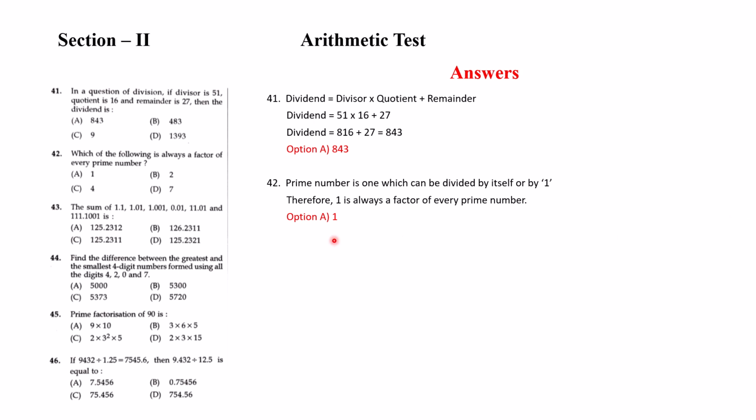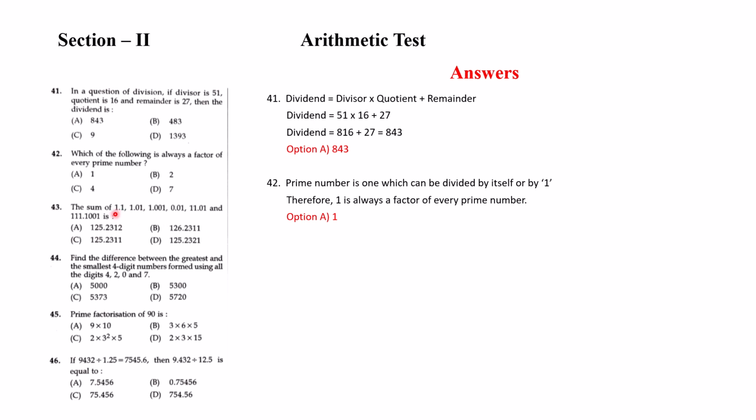So the correct answer for this question would be option A, 1. Now coming to the next question, question number 43, which says: the sum of 1.1, 1.01, 1.001, 0.01 dash dash dash is going to be how much? Instead of calculating all these sums, a student may get confused, so I'll simplify this question.